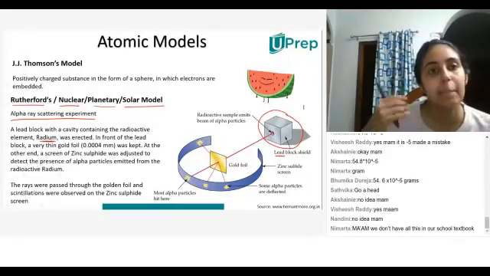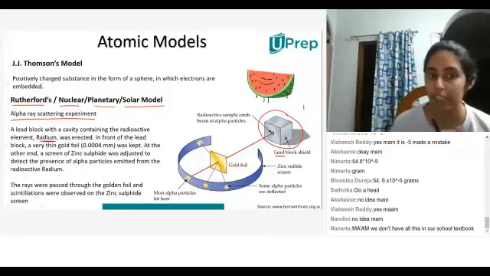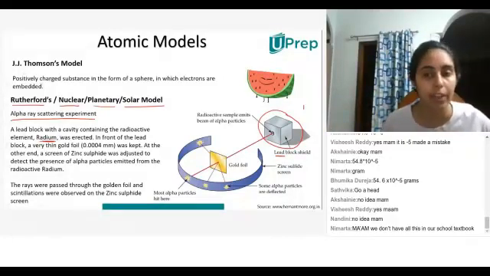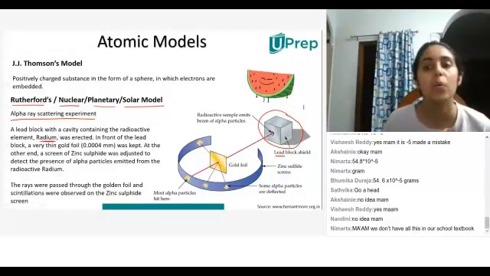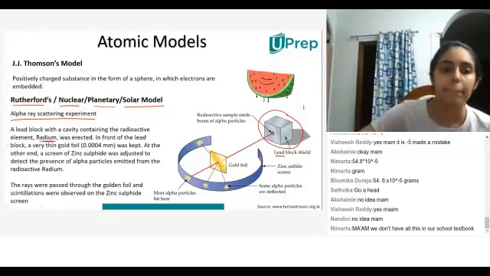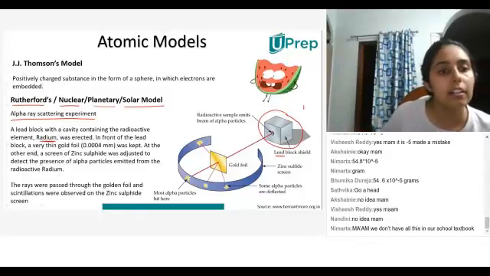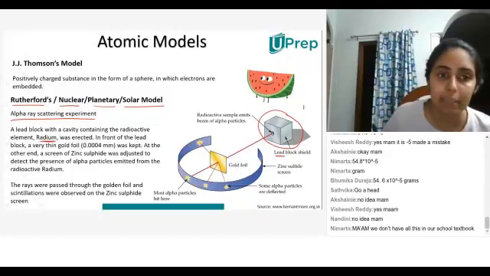Whenever we have radioactive elements, they are very, very harmful to us, okay? So we need protection from these radioactive elements. We can't just have them going around in the atmosphere like that. So in order to protect ourselves, we put them inside a lead block, because lead acts as a shield which protects us from exposure to radioactive elements. Does that make sense? Yes, ma'am. Okay. So, a lead block with a cavity containing the radioactive element radium was erected.